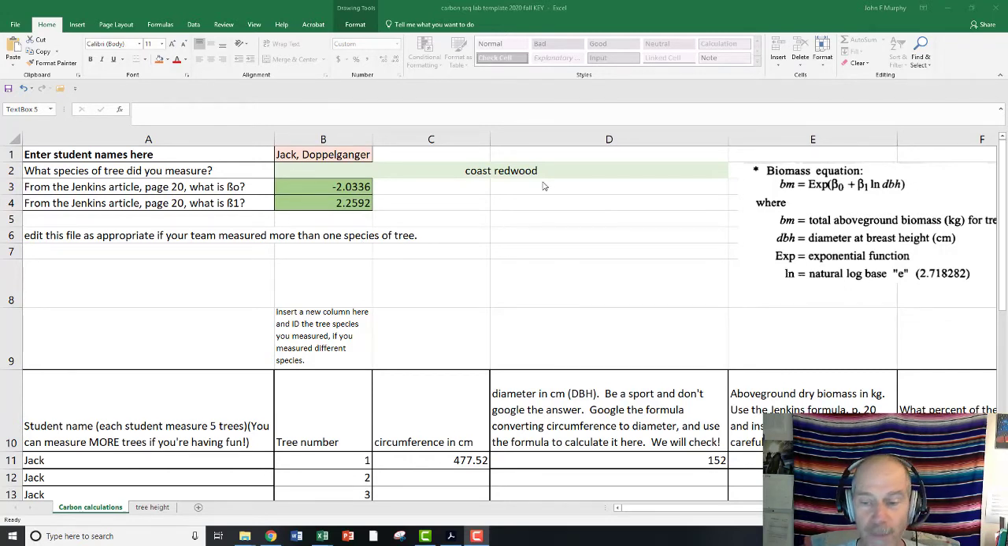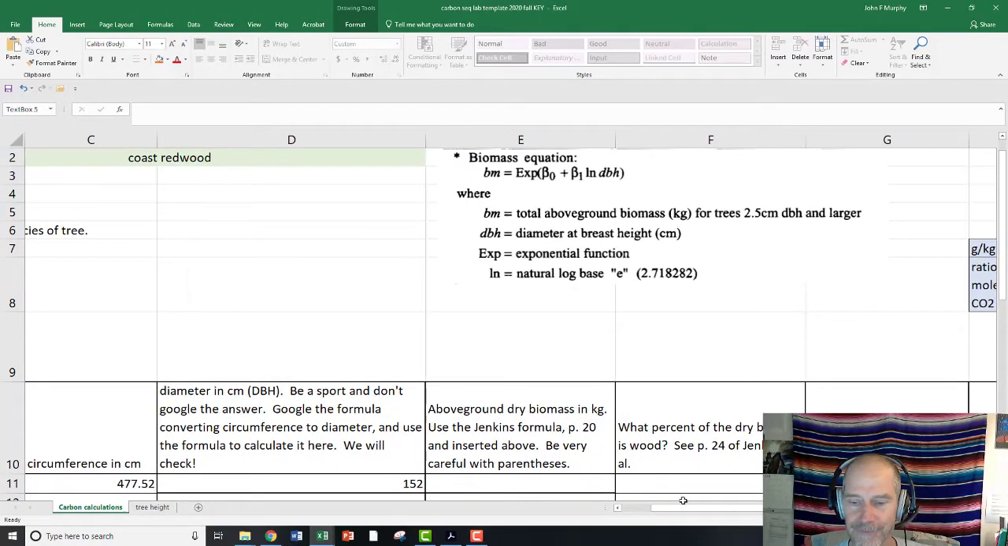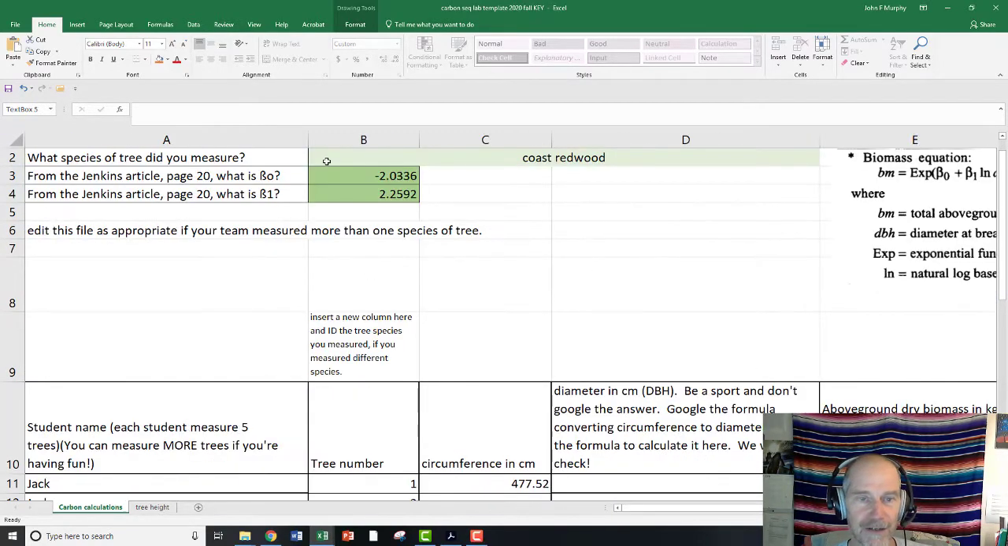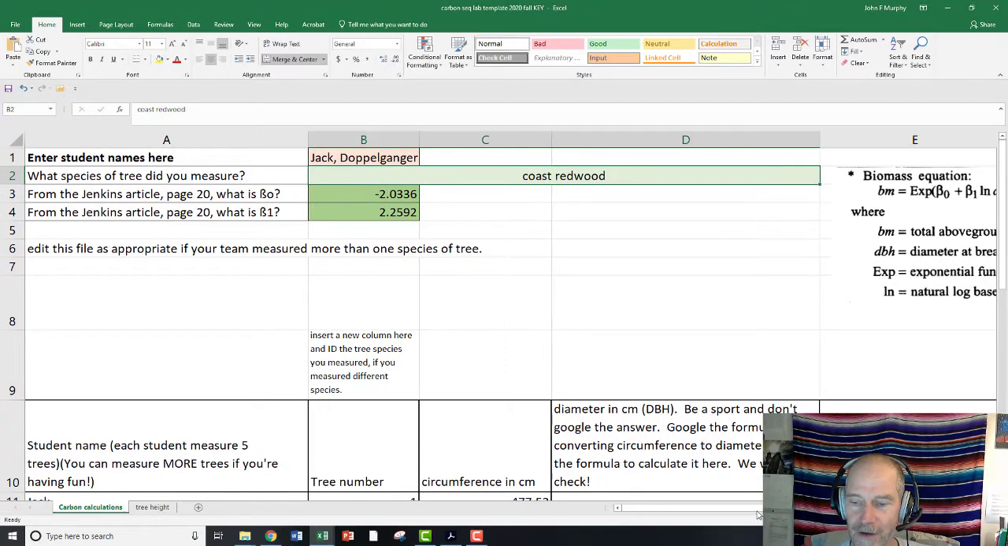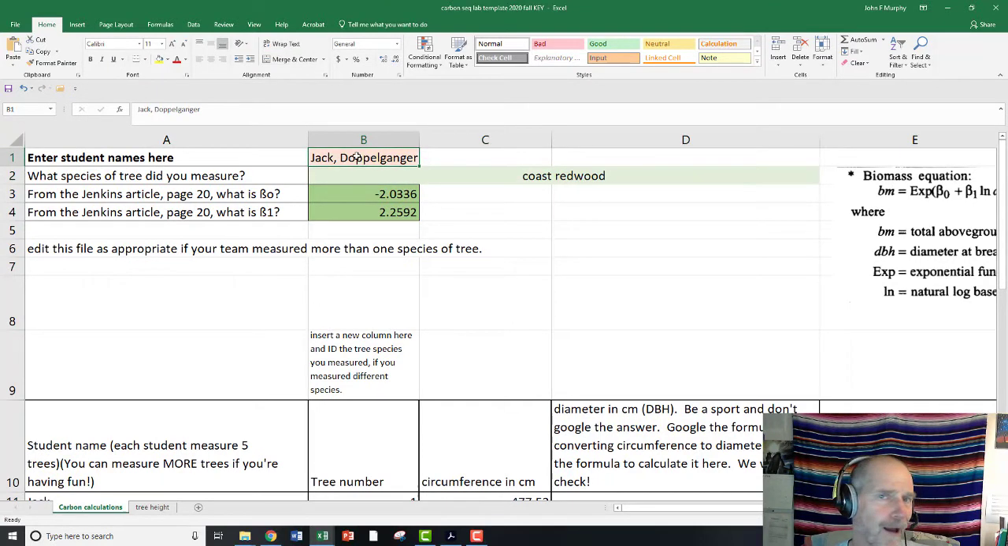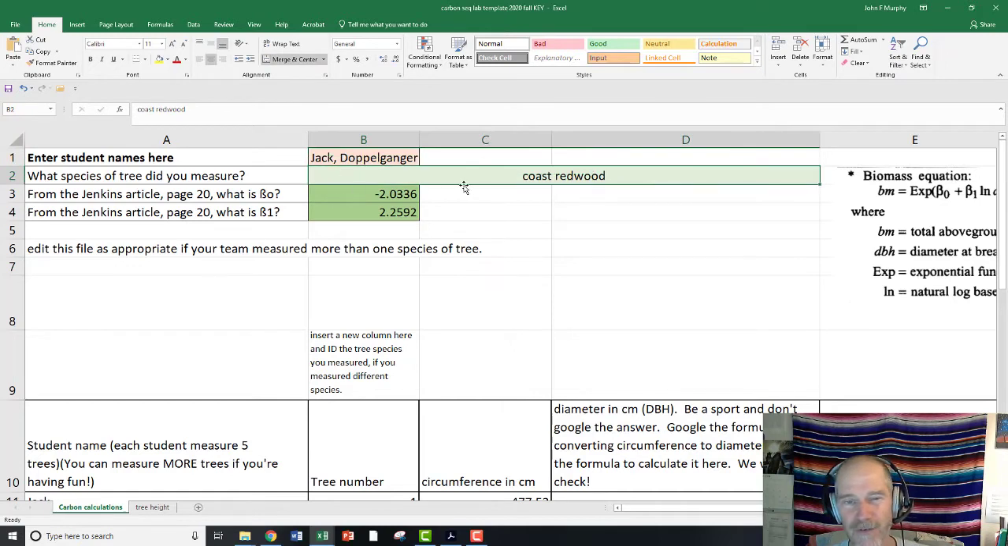Okay, so open up this here spreadsheet. Make it a little bit bigger for you. Come over here. There we go. So you got to put your name in here. I put my name plus my friend, the doppelganger. I don't really have a friend named doppelganger, but if you have a friend, put their name in there. I did Coast Redwoods. I put in some extra space here in case you did different trees. You could put in different trees. You would record them again down below, but anyway.